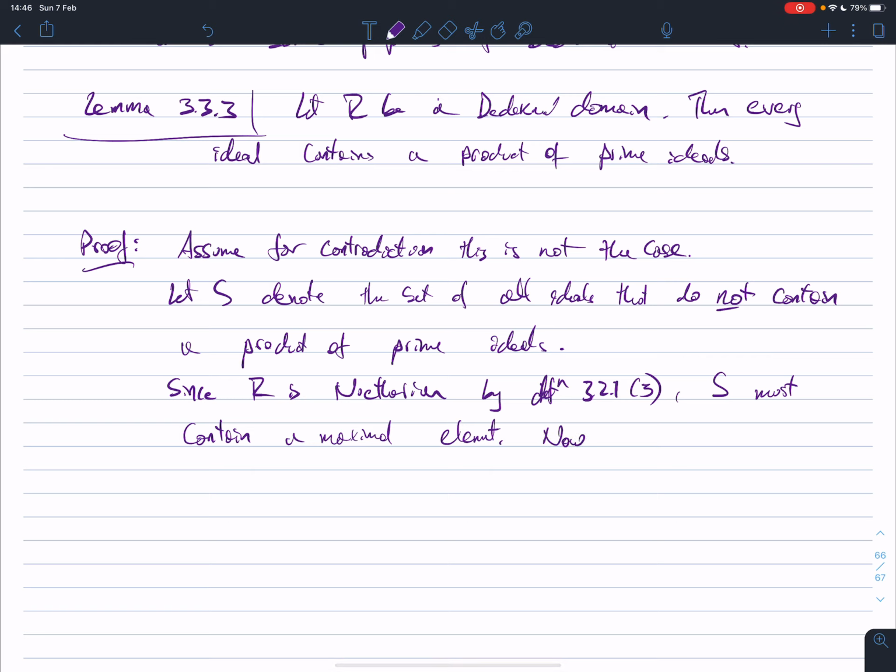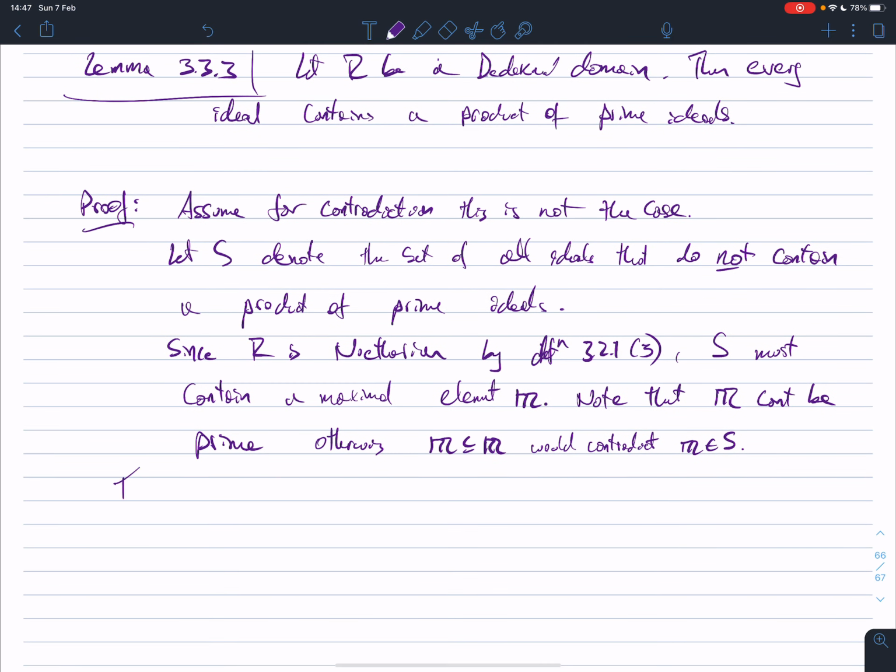So now, I'll give this element a name. I'm going to call it frac m. Note that this frac m can't be prime. Otherwise, m is always contained in m. So we'd have m would contain a product of prime ideals, m times 1. That's a product of prime ideals, which would be a contradiction. Otherwise, this would contradict m being in S.